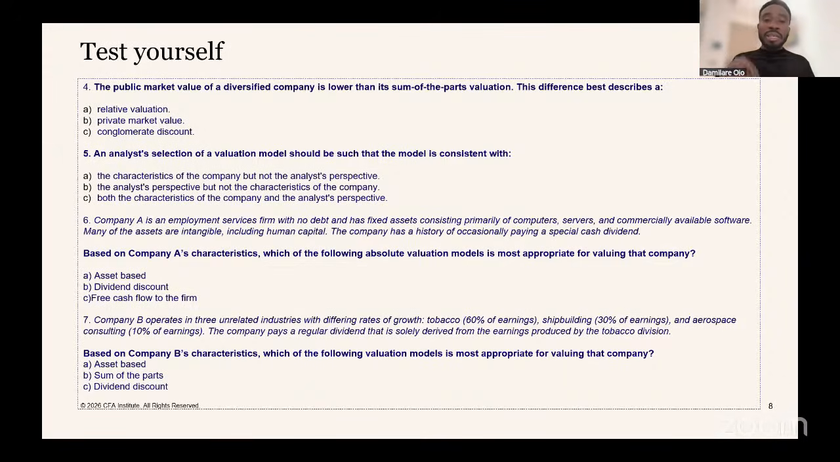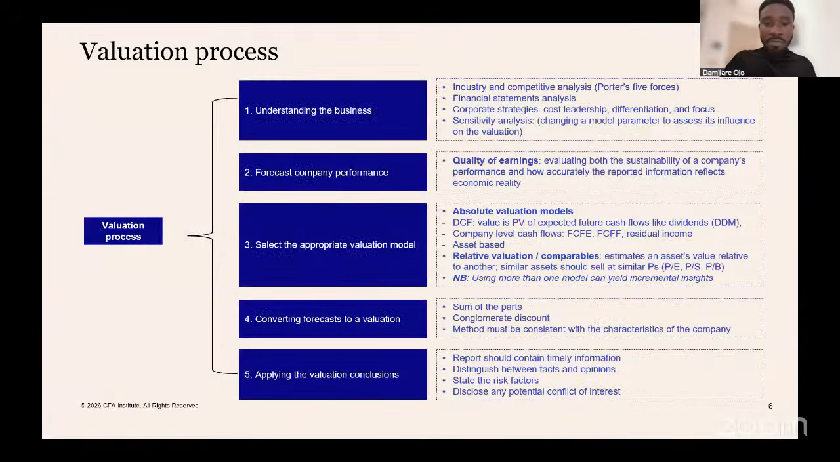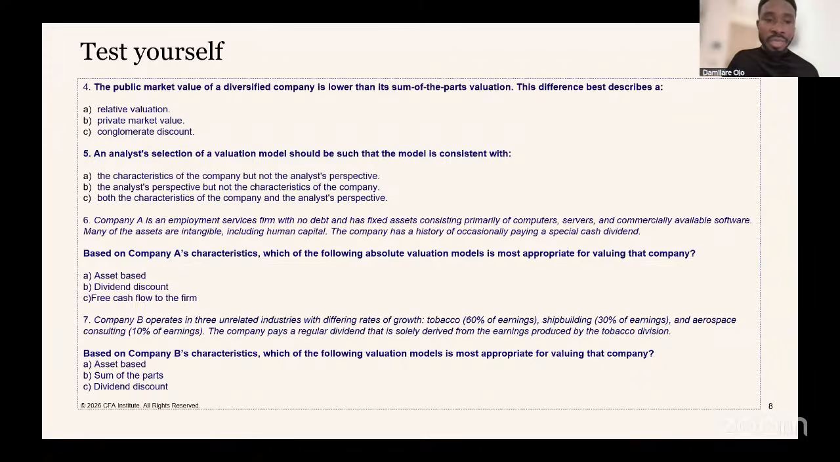That is why one of the things that you do, here you see the last method, applying the valuation models, it says you should distinguish between facts and opinions. There are facts. There are also your opinions as an analyst. You can't do away with your opinions. So the analyst's perspective is very important. It's as important as the characteristics of the company. So the right answer is C. It is both the characteristics of the company and the analyst's perspective.